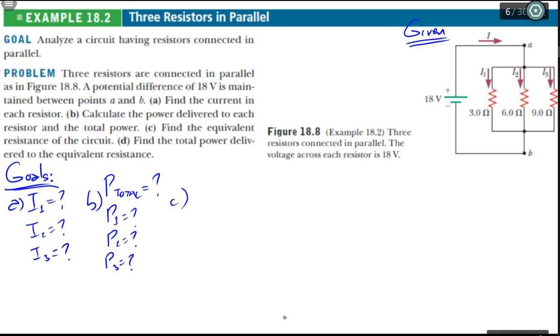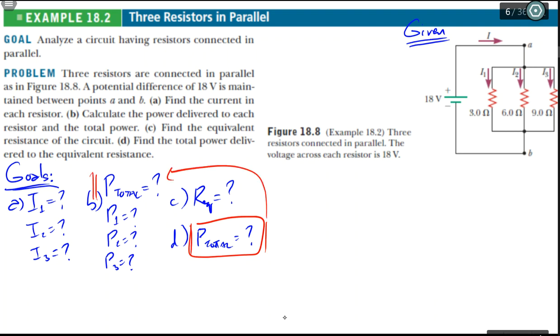And then find the equivalent resistance of the circuit, which is not as straightforward as it is for series. And then find once again here the total power from the equivalent resistance. So whatever we get for part D should actually be the same as that in part B. So two different ways. So this looks to be a very interesting problem.